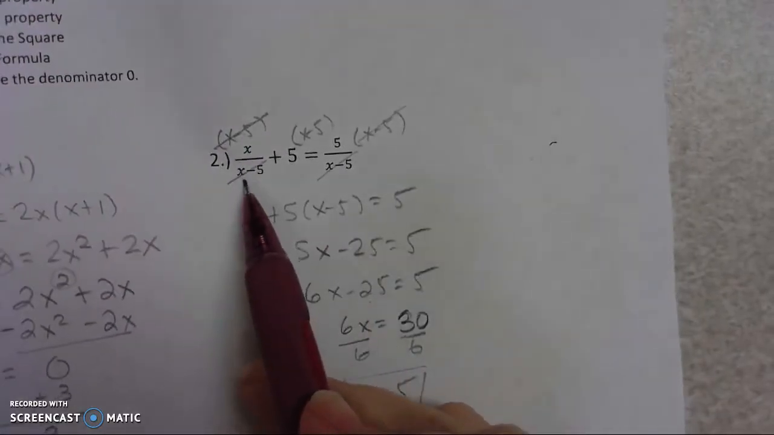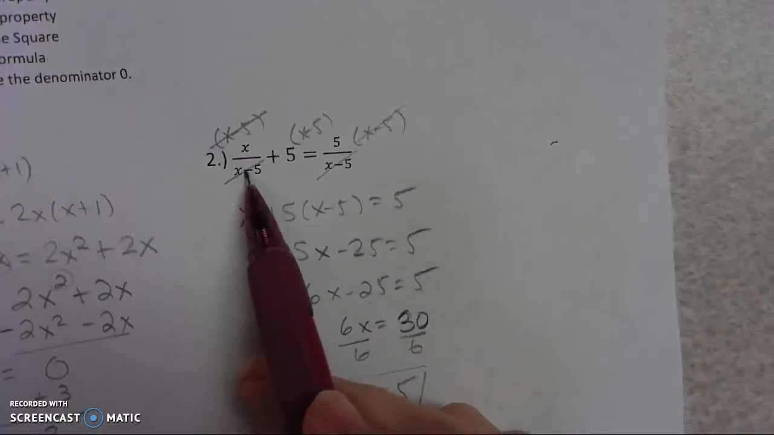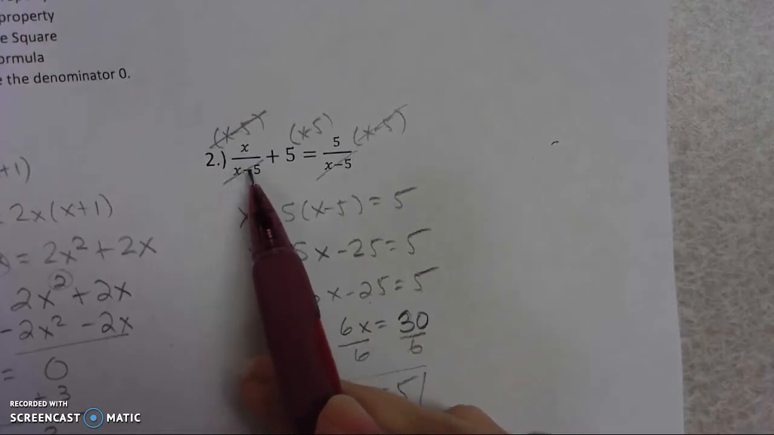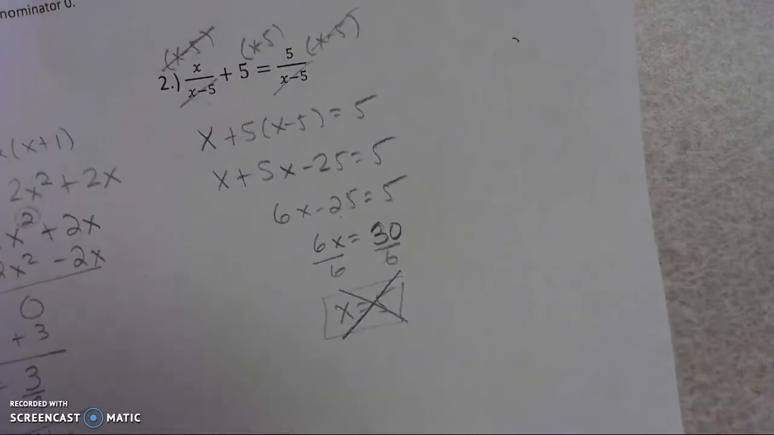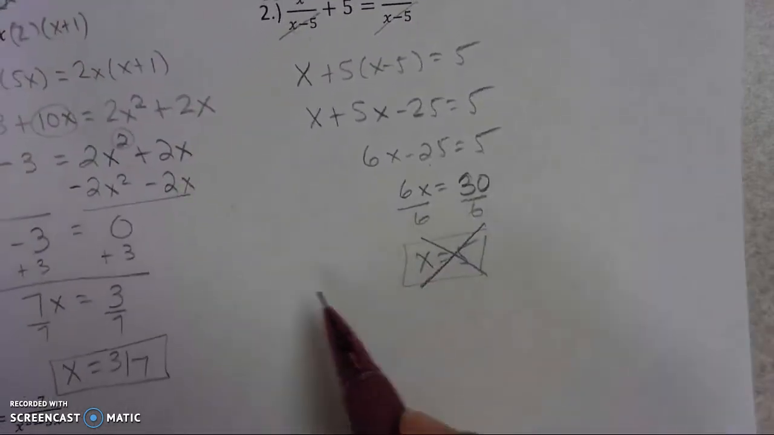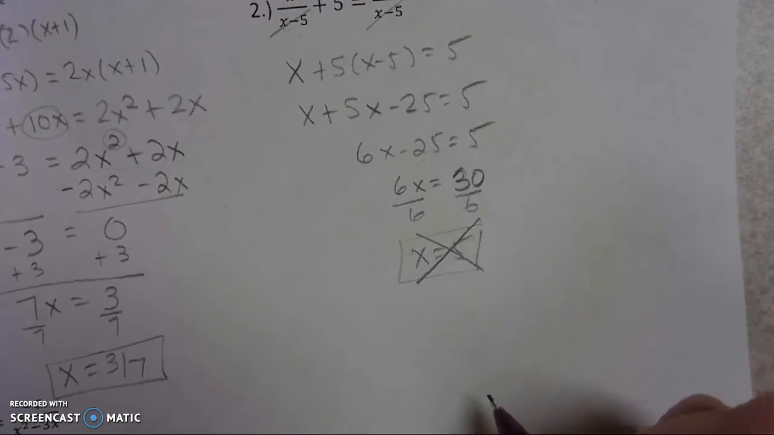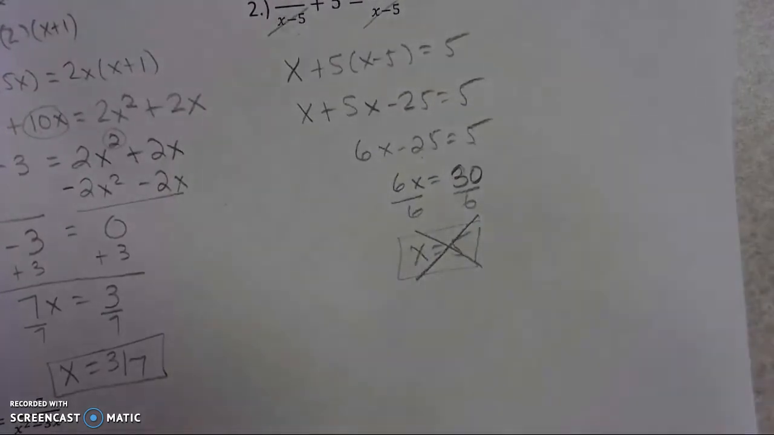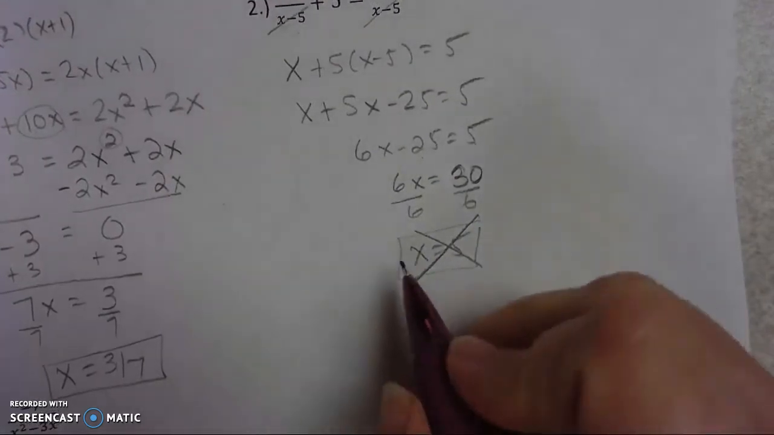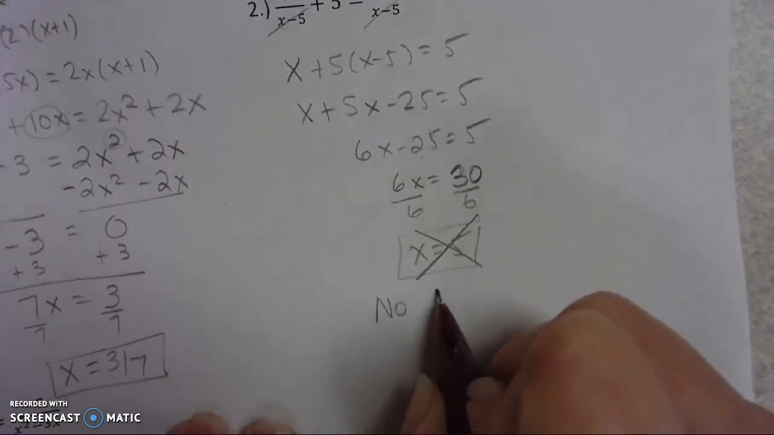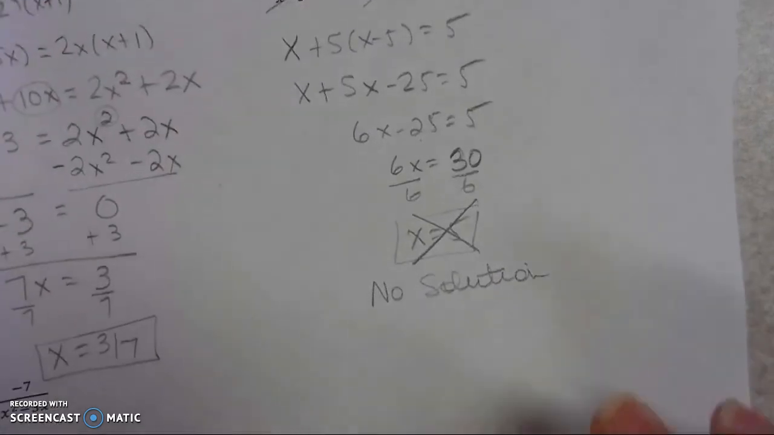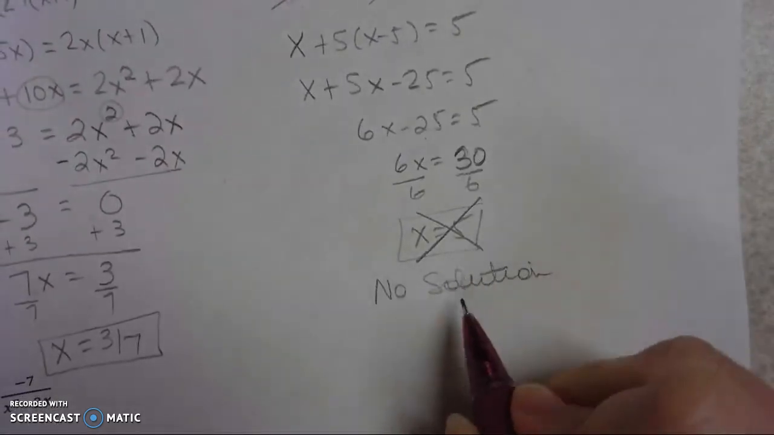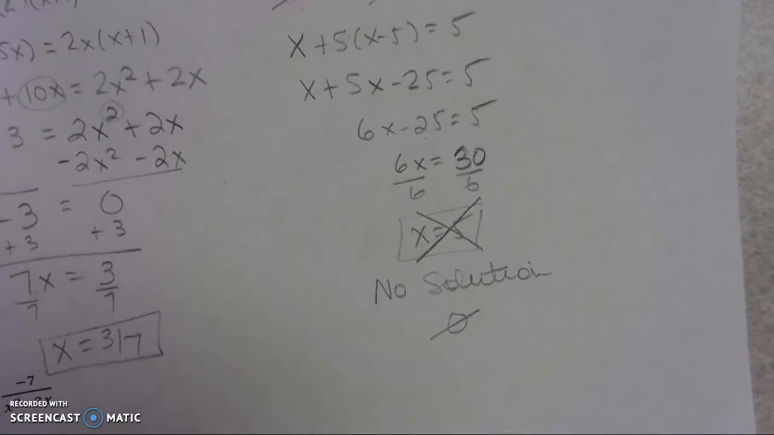Our solution is 5, so when I put 5 in this x's place, 5 minus 5 is 0. And what that tells me is this is no good. Alright, and I have no other number to substitute in for x. My only solution gave me 0 in the denominator, so that leads me to say that I have no solution. And you can either write the words no solution or the circle with the slash mark through it.